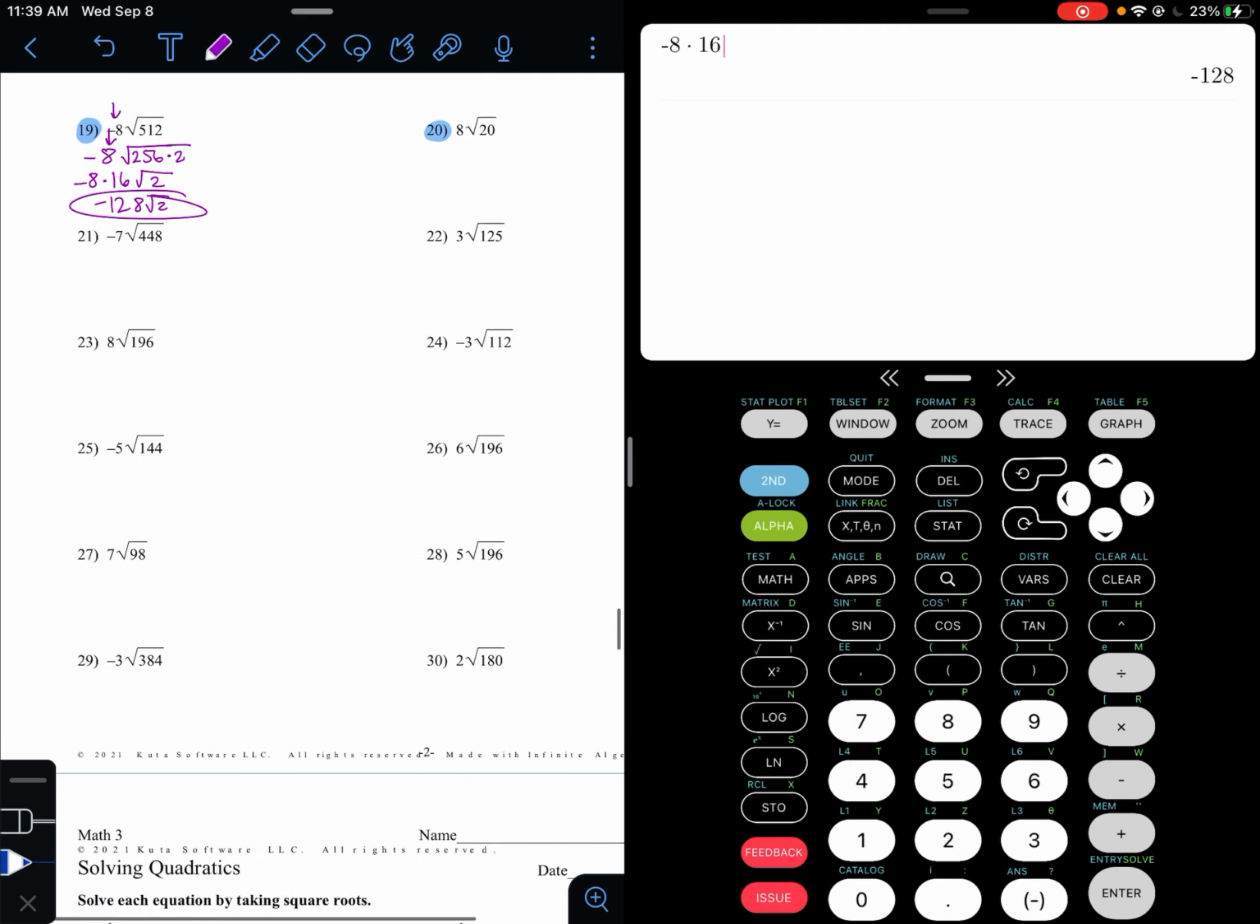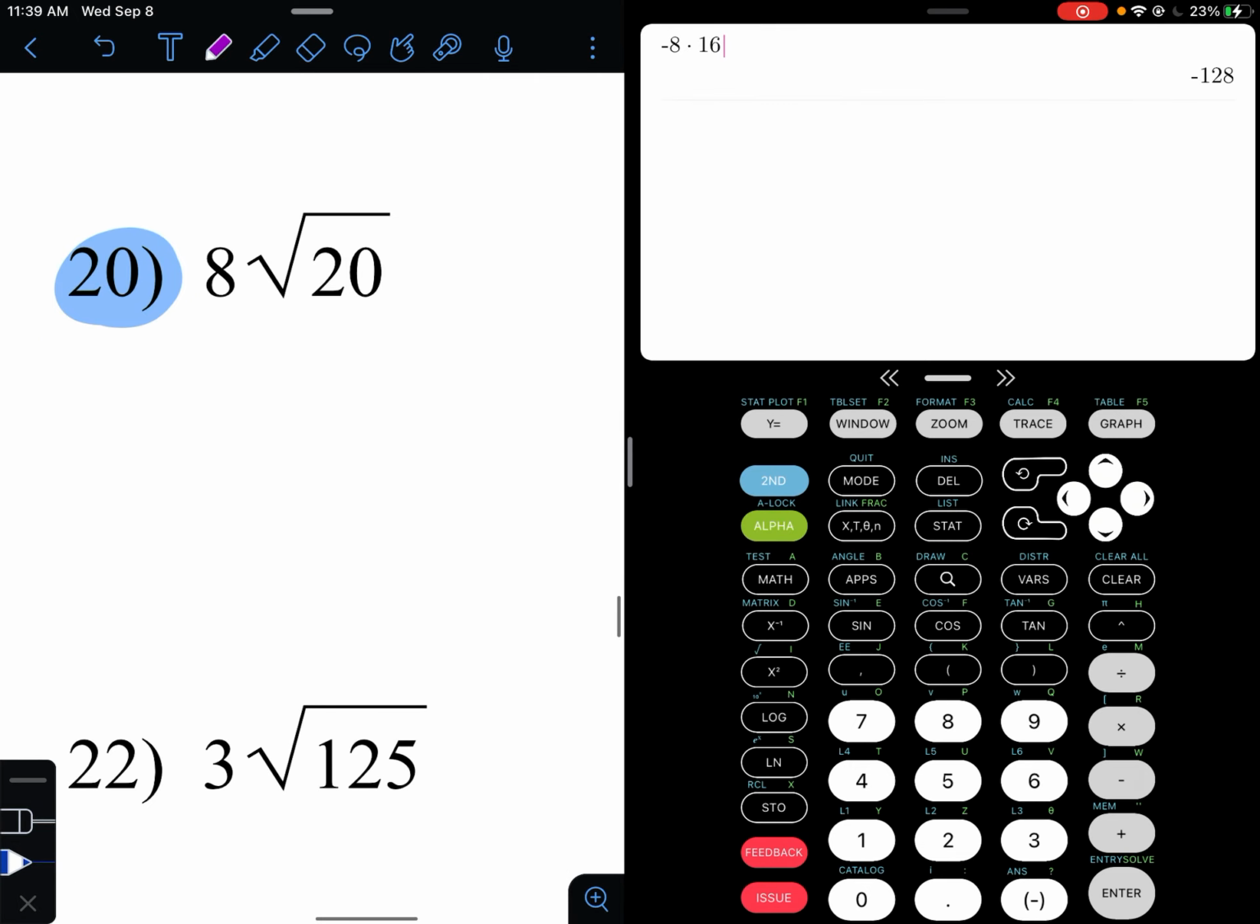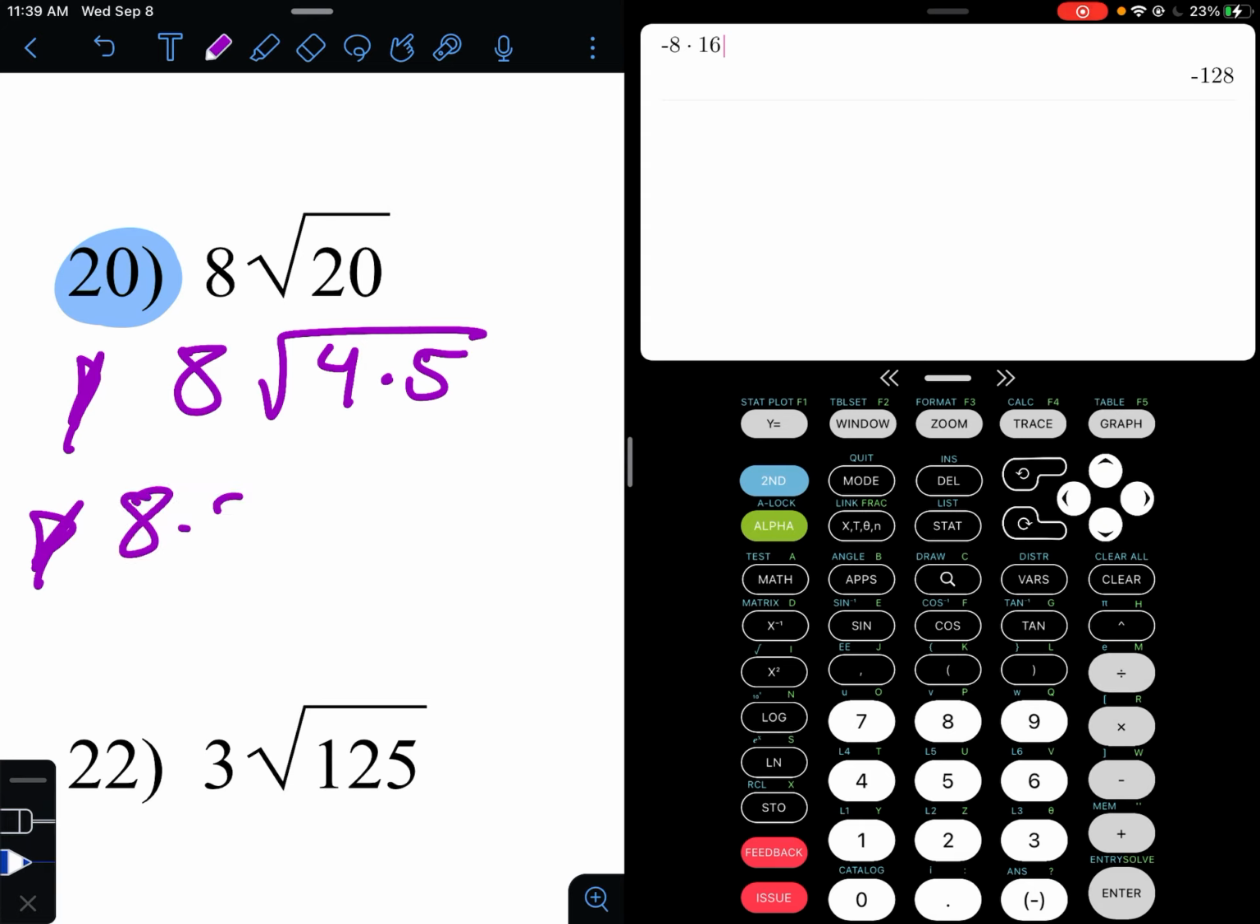So now let's go ahead. I want you to try this one. First, I want you to figure out what 2 numbers you should break 20 down into. Make sure you include the biggest perfect square. So you're going to want to break 20 down into 4 times 5. And then go ahead and simplify this completely. So I get 8 times 2 root 5. It's going to give me 16 root 5.